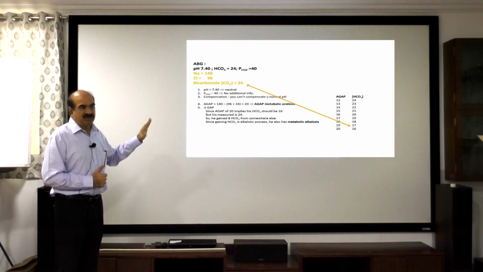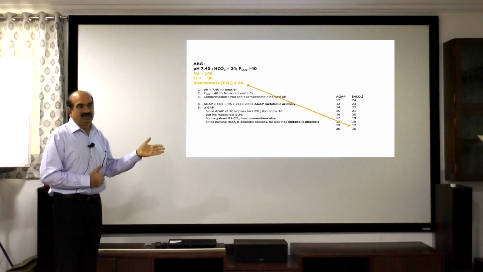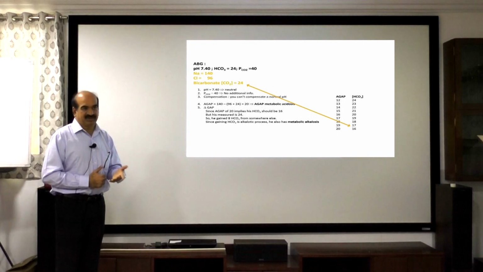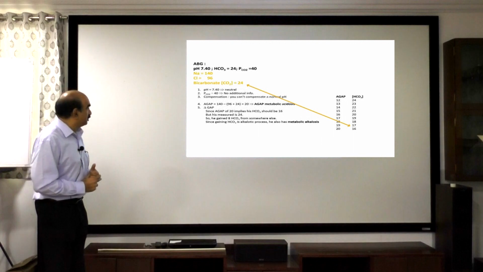Can you tell one combination? High anion gap metabolic acidosis with metabolic alkalosis. So the patient is on diuretics. Diuretics can cause an additional metabolic alkalosis.